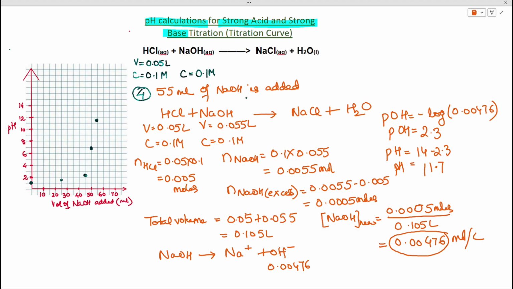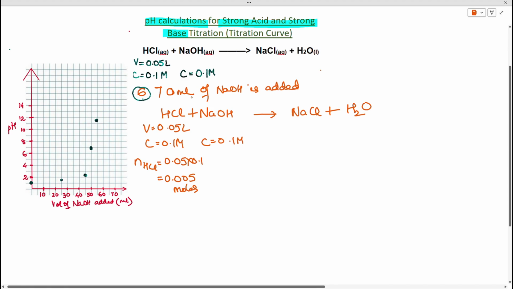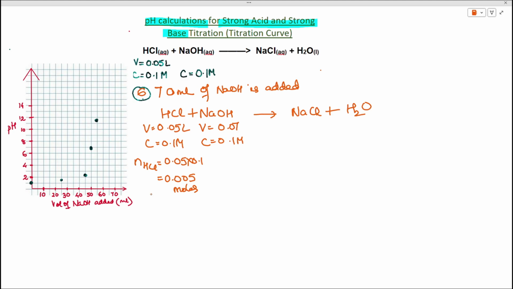And now we are going to move into our last step and complete the titration curve. Now in this last part, the amount of NaOH which is added is 70 ml. So we have the volume of NaOH as 0.07 liters. The number of moles of HCl is still going to remain the same, but the number of moles of NaOH now is equal to concentration 0.1 multiplied by volume, which is 0.07. So this gives us the number of moles as 0.007 moles.